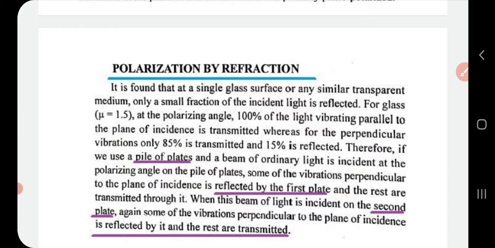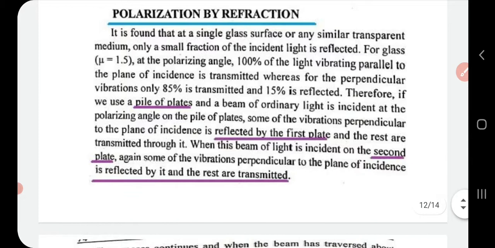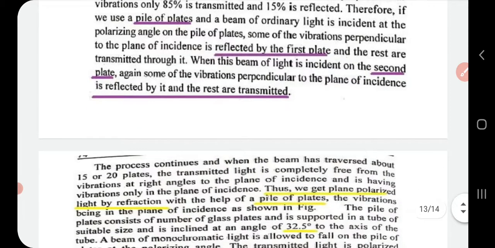Now we are going to see how polarization is produced by refraction, that is, by using a pile of plates. Here, if a beam of ordinary light is incident at the polarizing angle on the pile of plates, then what happens? Some vibrations perpendicular to the plane of incidence will be reflected by the first plate and the rest will be transmitted through it. Now, when this beam of light is incident on the second plate, again some of the vibrations perpendicular to the plane of incidence will be reflected and the rest will be transmitted. This is how you produce polarization by refraction, using a pile of plates.